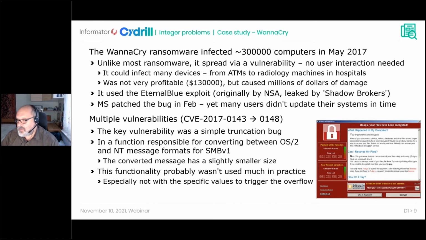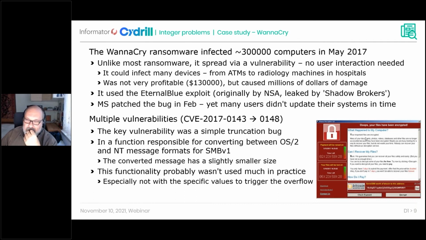It happened in 2017. Some 300,000 computers were infected. It was ransomware. It encrypted the disk, and you had to pay some amount of money. Of course, if you paid the money to the bad guys, nothing happened. They just tried to collect money.